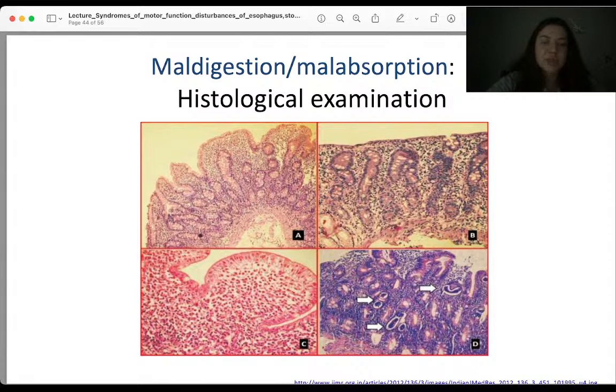Histological examination of a biopsy, an intestinal biopsy, in a patient with maldigestion and malabsorption. According to different causes, it can be a normal structure, like on picture A, and the same with the different clinical picture of different pathology on pictures B, C, and D.